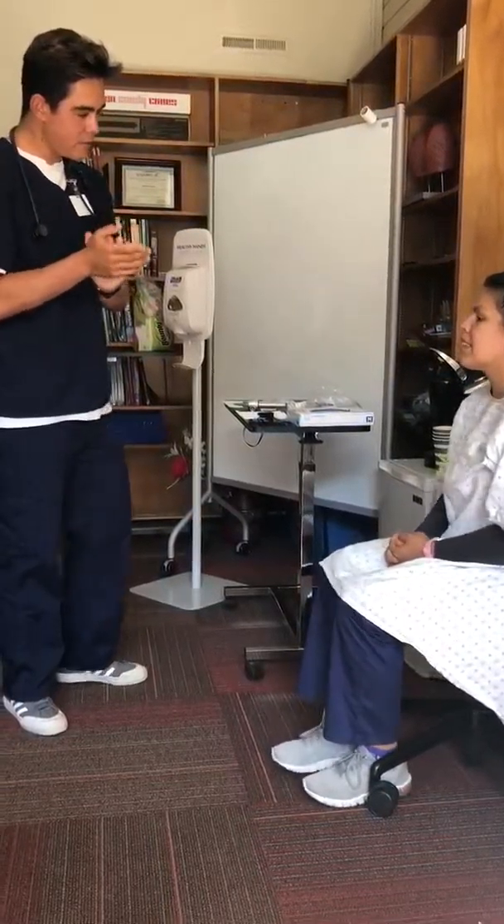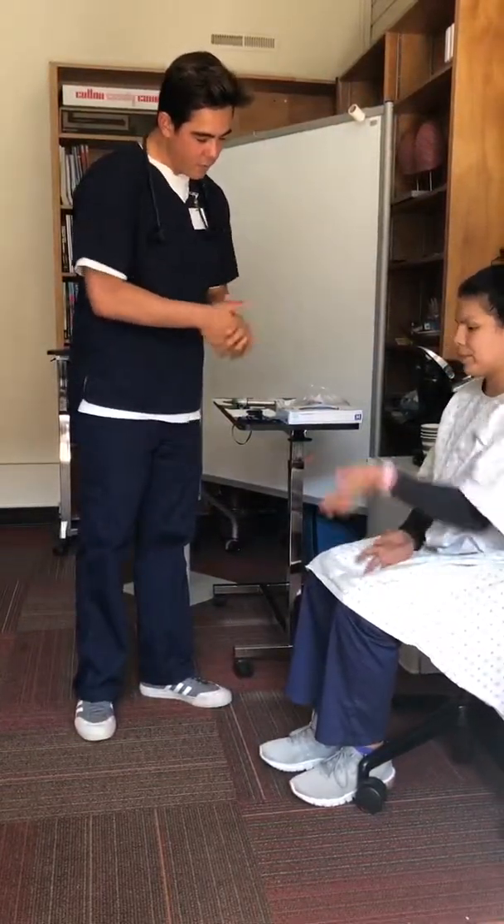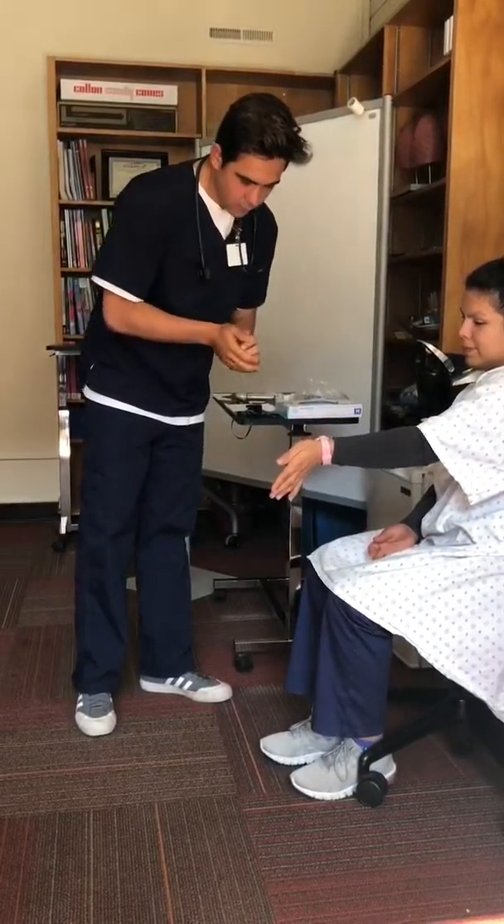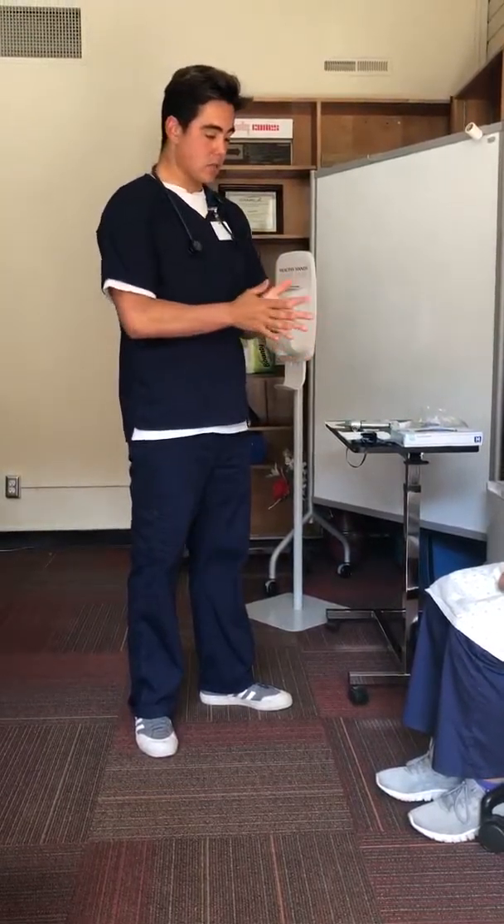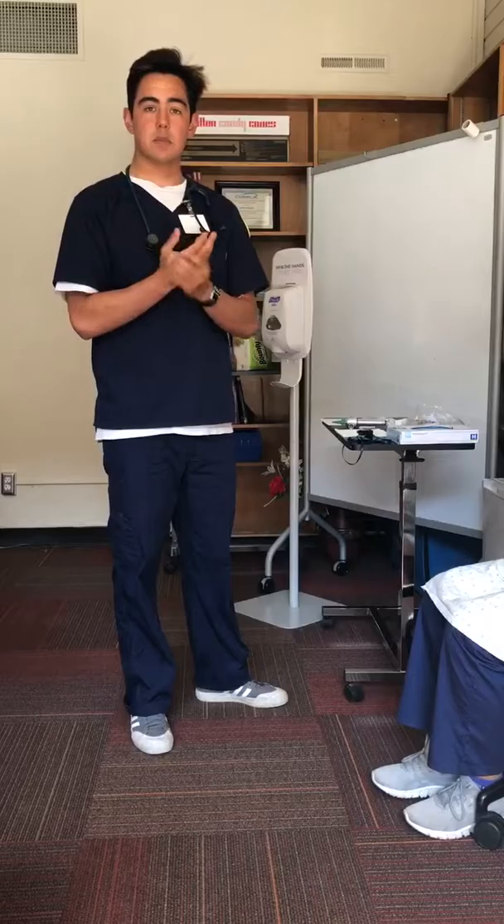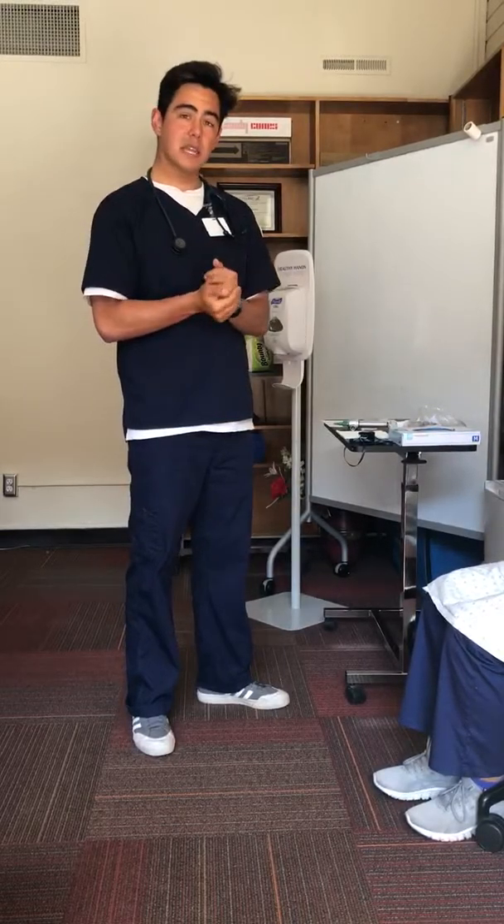Okay, and your date of birth? 10/6/92. May I confirm that with your wristband? Perfect. Okay, so we're going to go ahead and confirm the patient's identifiers with two identifiers, first and last name, as well as date of birth. So we confirm that. After, we're going to go ahead and explain the procedure, as well as gain consent.